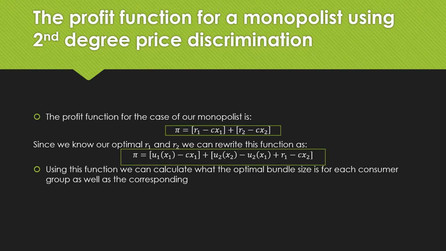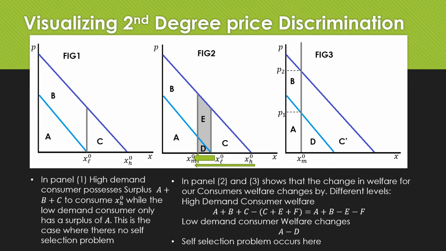So in terms of visualizing second degree price discrimination, looking at figure 1, we see that our high demand consumer possesses surplus A, B, and C. These are just the areas here. That's how we calculate his surplus for consuming quantity x of AH, while our low demand consumer only has surplus A, because we have two demand curves here. One is lower than the other, and that's because we have a case where our market is able to separate the market. In this case, there is no self-selection problem, meaning there's no real incentive for our consumer to switch markets.